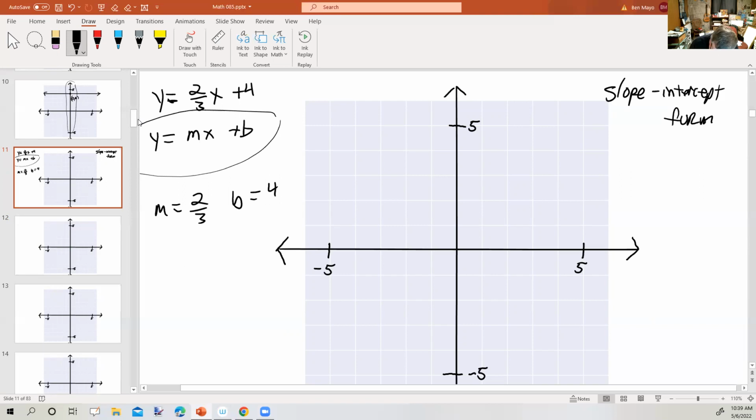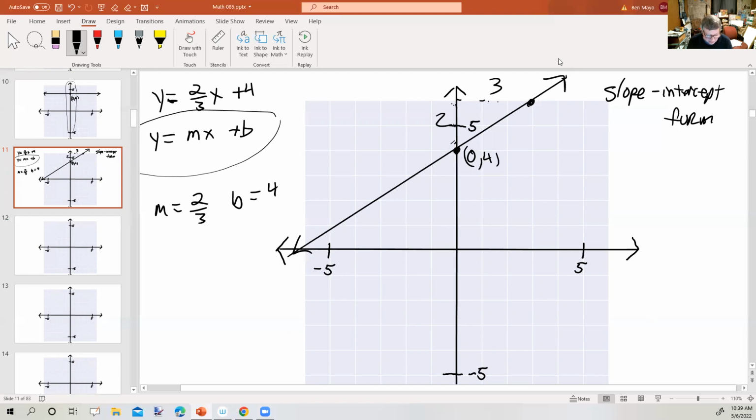It begins at (0, 4). That's the y-intercept. From there, it goes up 2 and over 3. So from that, I get the graph. Again, I've got the y-intercept and the slope. Any questions about that?